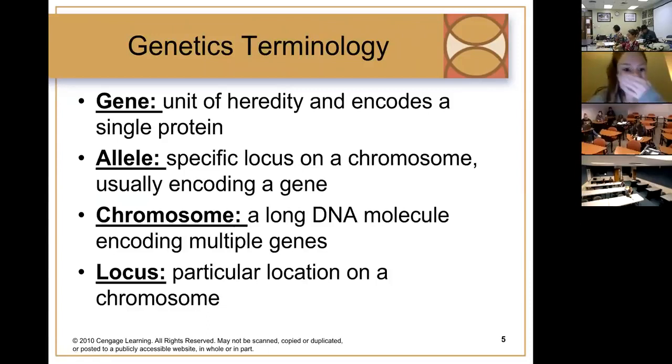to genetics. A gene is the unit of heredity, and it encodes a single protein. You'll see how all of this fits in a little bit, but I just want to get you familiar with the terms. Allele means a specific locus on a chromosome that usually encodes a gene. And a locus is basically just a particular location on a chromosome. Again, my weird memory trick: locus, location, is how I keep that straight. And then a chromosome is a long DNA molecule that encodes multiple genes.